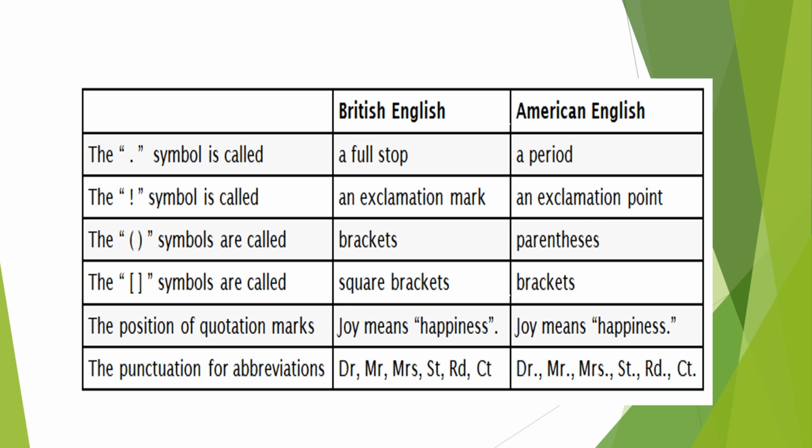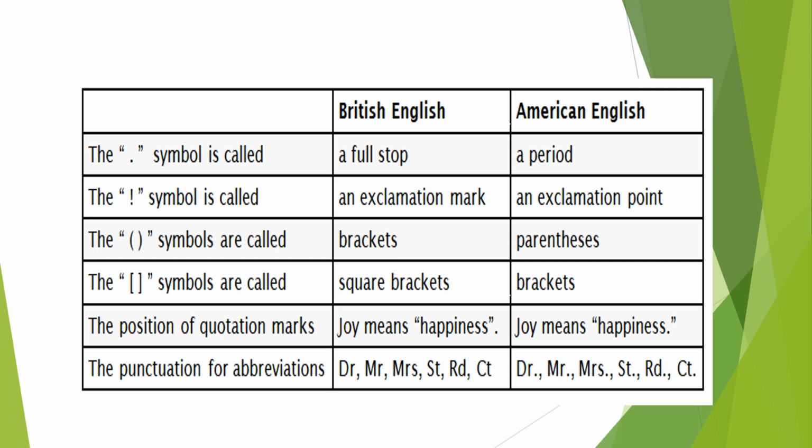You have to keep in mind that it is not wrong when you say this is an exclamation point, and most people say it's an exclamation mark because it's about the accent. One is British, the other is American. And the symbol for the brackets, in British English we call it brackets, but in American English it is called a parenthesis. And another symbol, in British English it is called square brackets, but in American English it is only called brackets, not square brackets.